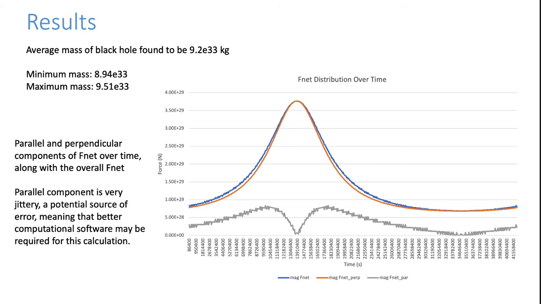And this is a graph showing the F net distribution over time, where the blue line is the magnitude of F net, the orange line is the magnitude of the perpendicular component of F net, and the gray line is the magnitude of the parallel component of F net. As you can see, the parallel component is very jittery, and a potential source of this error was maybe that the computational software may need to be upgraded in order to do the calculations more properly.